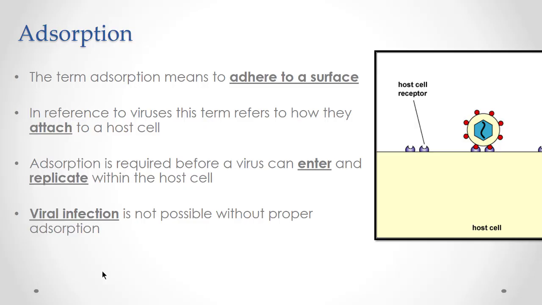So adsorption is the first major step, and this will be a key emphasis here. Adsorption means to adhere to a surface. In this particular context, what that's referencing is how the virus attaches to the host cell. And the way that it's going to do that we'll discuss next. But what you basically want to understand is that this is a prerequisite to all the other steps. So one of the reasons why it's important to understand what steps occur in what order is that step 1 has to be completed before step 2 can begin. Okay, and that may sound obvious, but just to clarify. So as it says here on the last line, viral infection is not possible without proper adsorption. So this is a key limiting step.